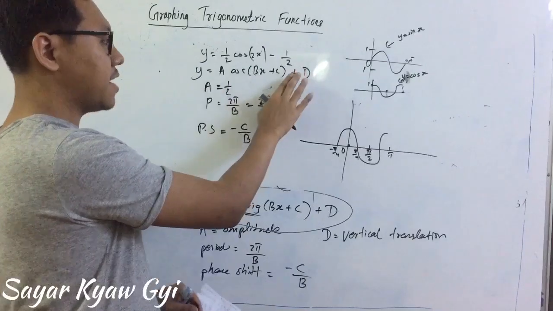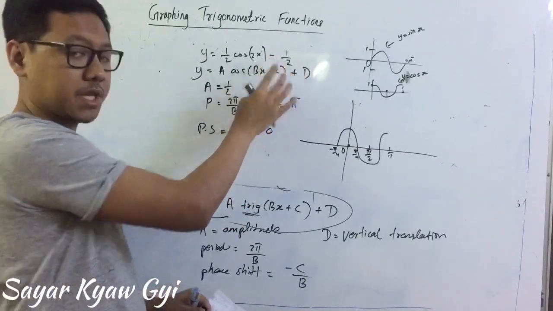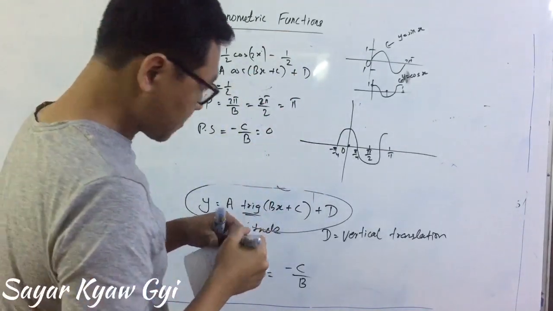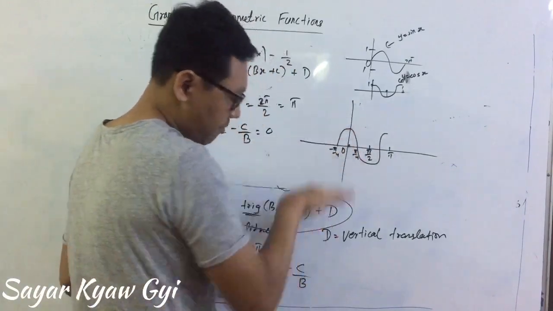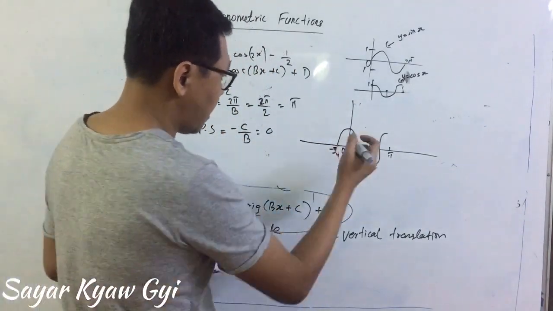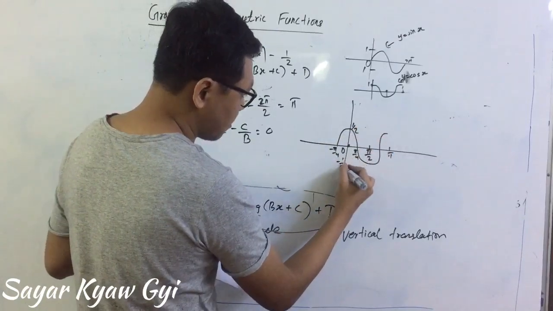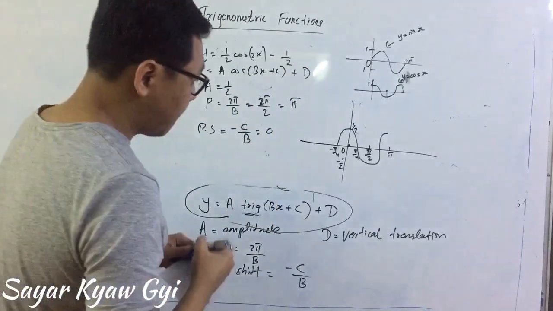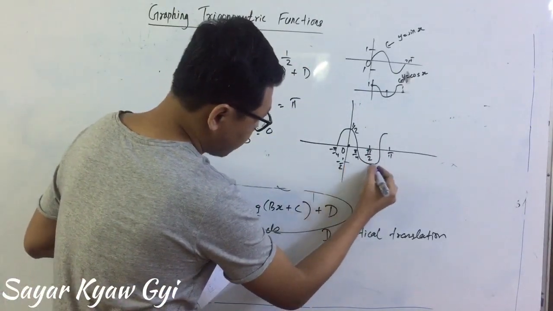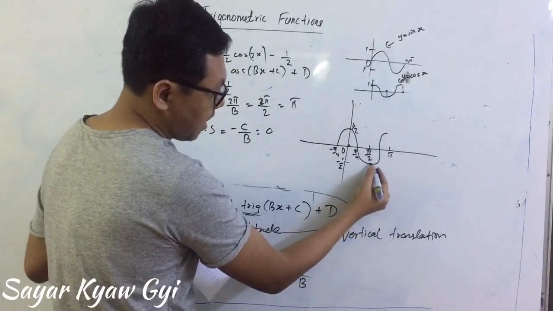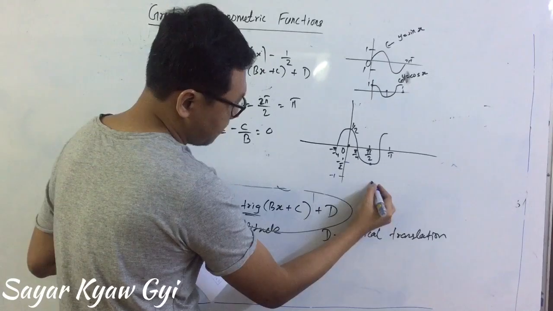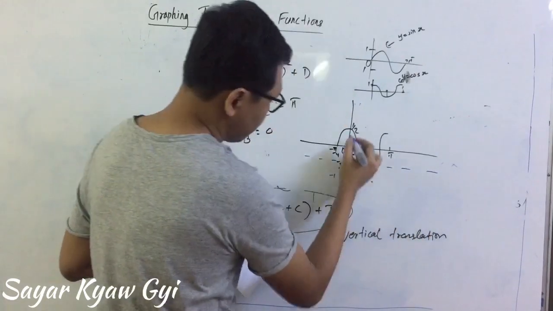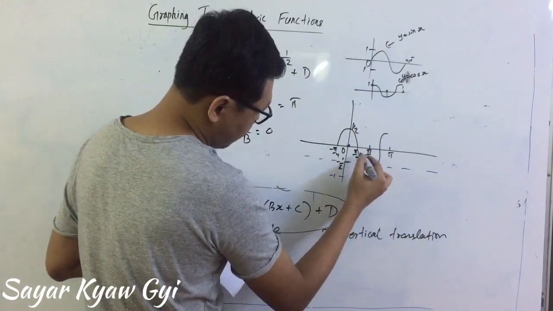I have d, and if it is positive, the graph will go up. If it is negative, it will go down. So in this case, it will go down by half a unit. So you have to move this graph downward by half a unit. Right now it is 1 by 2 here, negative 1 by 2 here. If you move it downward half a unit, the minimum y here will be negative 1. And this point will be here. So I will just draw this. This point will be here, and it will be like this.